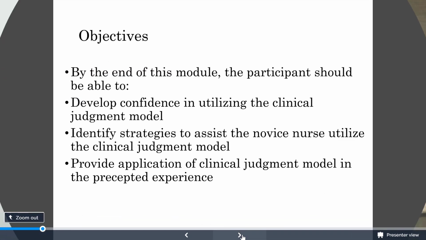So the objectives: by the end of this module, the participant, you, should be able to develop confidence in utilizing the clinical judgment model, identify strategies to assist the novice nurse in the utilization of the clinical judgment model, and provide application of the model in the precepted experience.